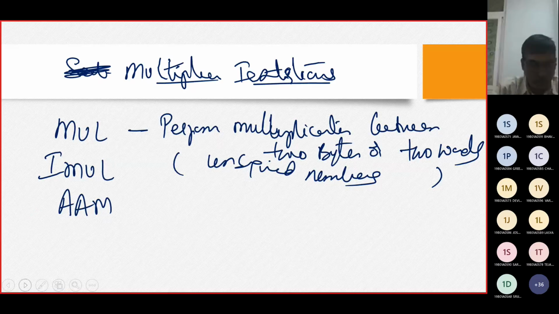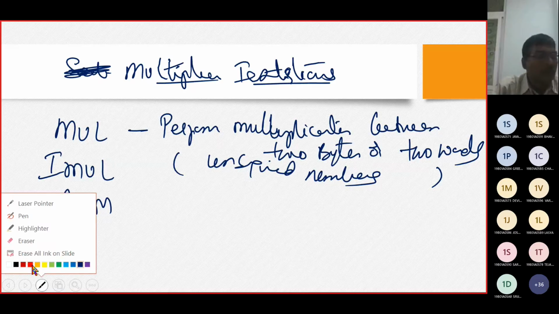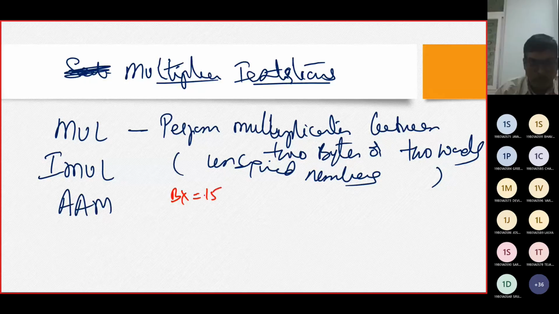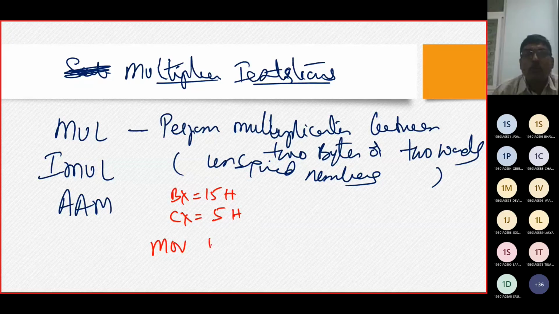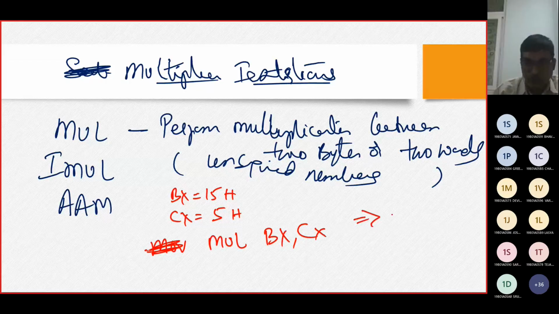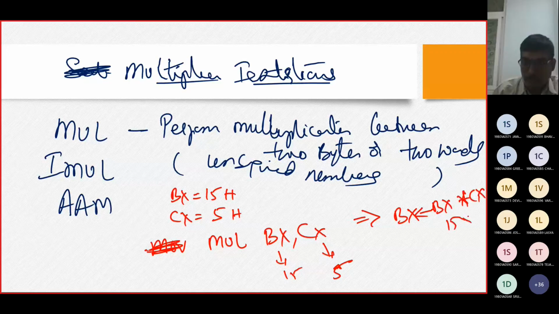If we look at a simple example here, BX is equal to 15 and CX is equal to 5h. Then we can say multiply BX comma CX. Now the answer is as follows. BX will be 15 and CX will be 5. So BX is equal to BX into CX, so 15 into 5.